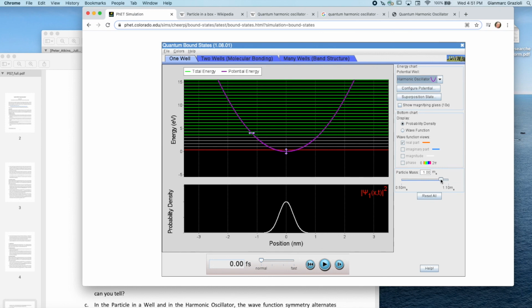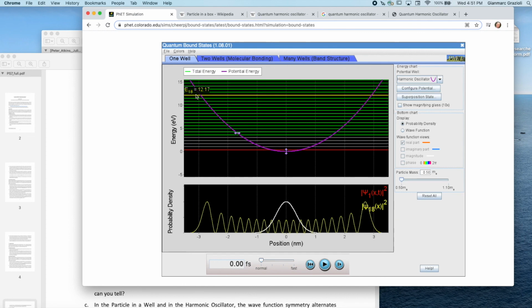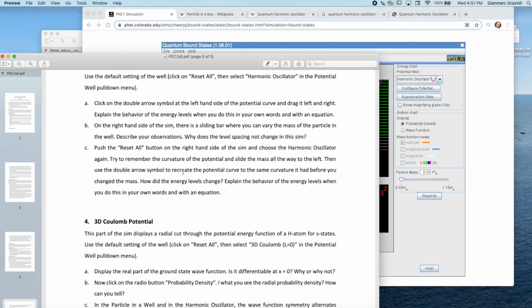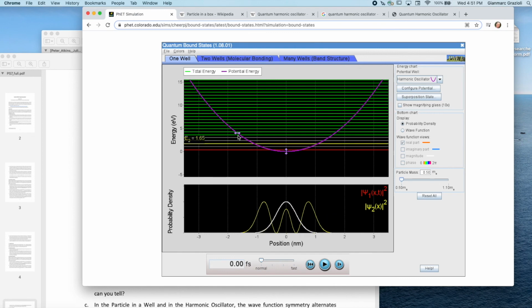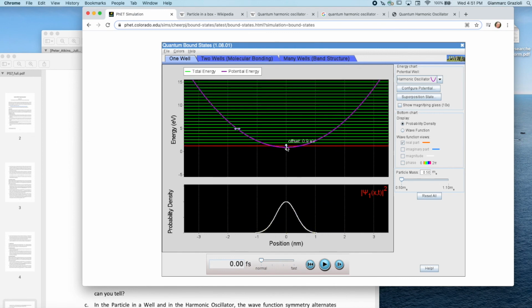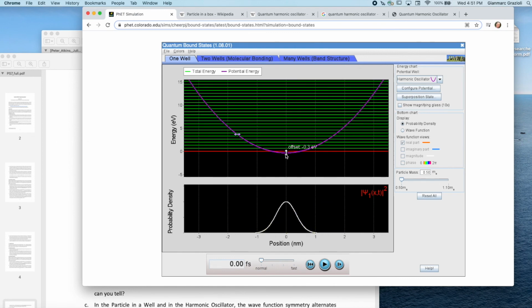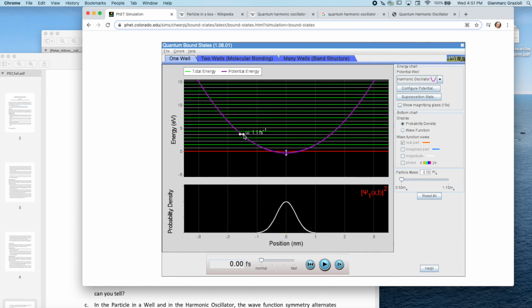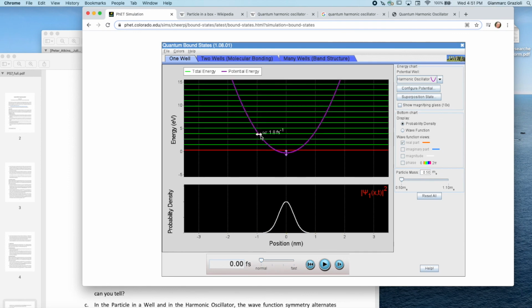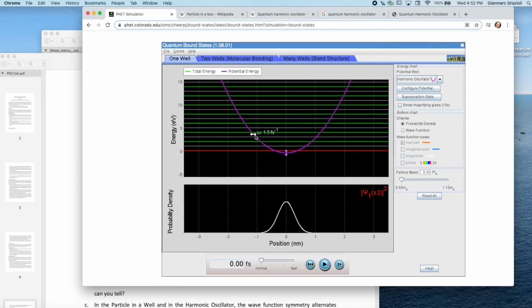And then they say slide the mass all the way left. Then you're going to eyeball where this thing was before and try to match it. The way you're going to match it is to use the double arrow symbol to get it to look like it did before. Which symbol? Probably not this one. It must be this one. That wants to slide. There we go. So slide it the way it was before.